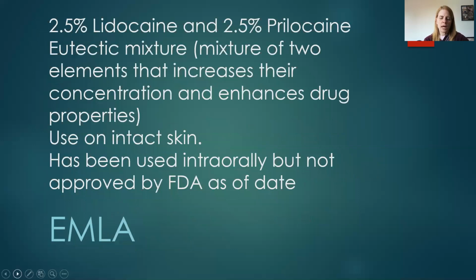Then we've got our amide patch. So our amide is a prilocaine and lidocaine mixture, patch form, so it's great for that site-specific area. Can penetrate through intact skin, also used to anesthetize skin prior to an IV insertion. It's a breakthrough for surface anesthesia on intact skin.